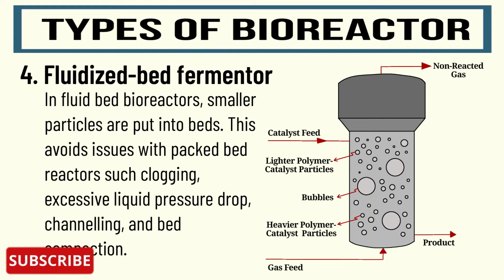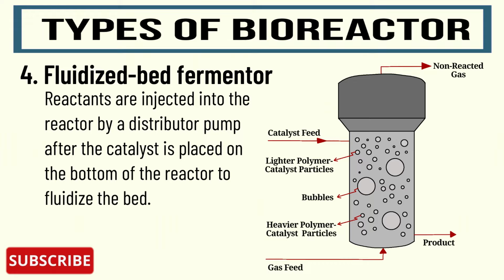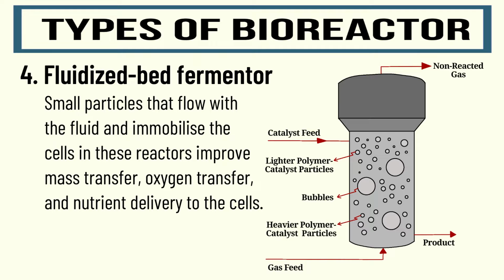Reactants are injected into the reactor by a distributor pump after the catalyst is placed on the bottom of the reactor to fluidize the bed. Small particles that flow with the fluid and immobilize the cells in these reactors improve mass transfer, oxygen transfer and nutrient delivery to the cells.